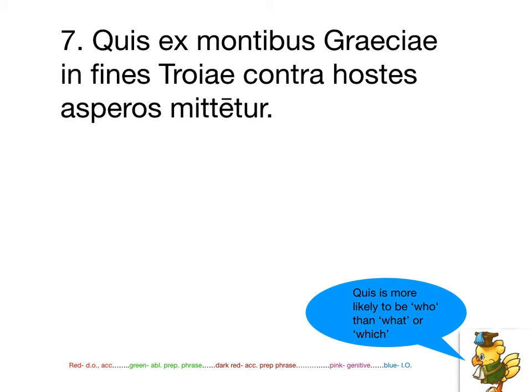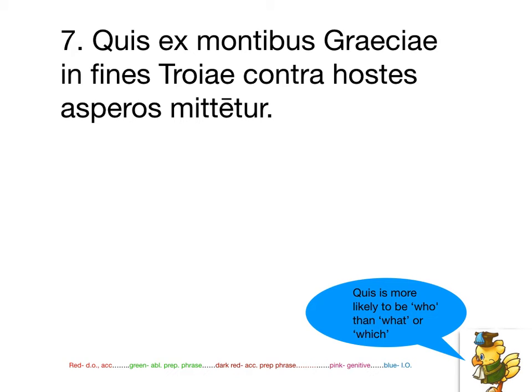This one's not too bad. Chicken Boy is telling us that quis is more likely to be who than it is what or which, because quis, when it is masculine or feminine, is probably asking about a person rather than quid, quae or quod, which could be asking about a thing. So who, and then let's just skip what eventually we're going to realize is just 3 prepositional phrases in a row. It's one of those kinds of sentences.